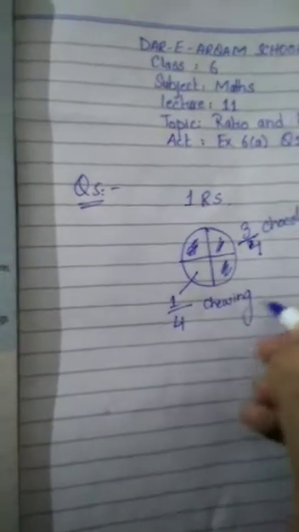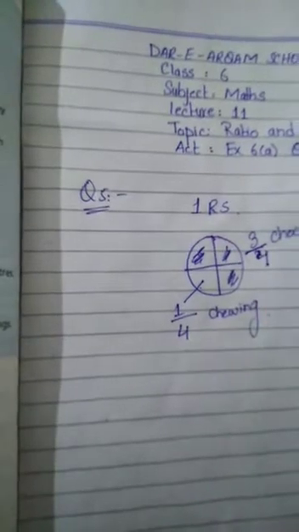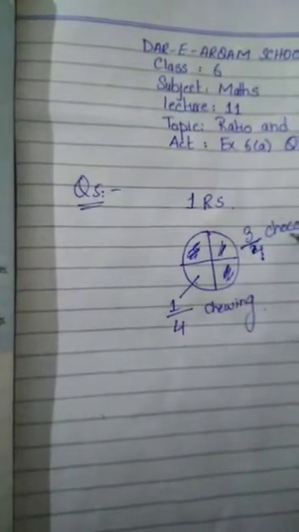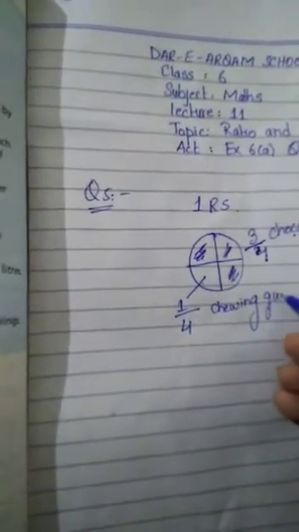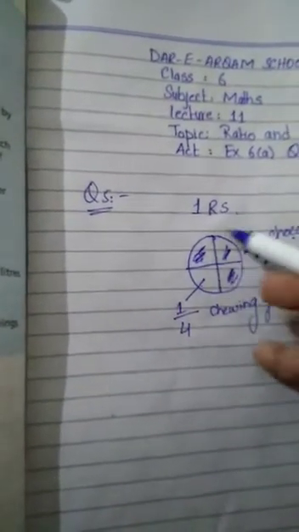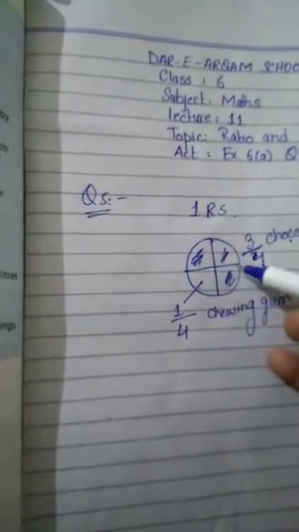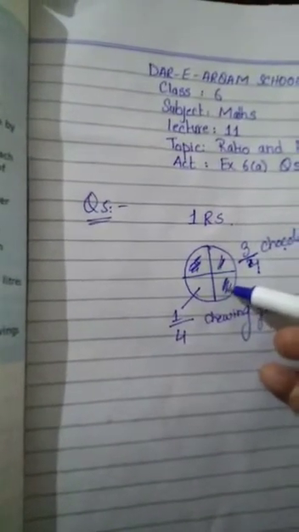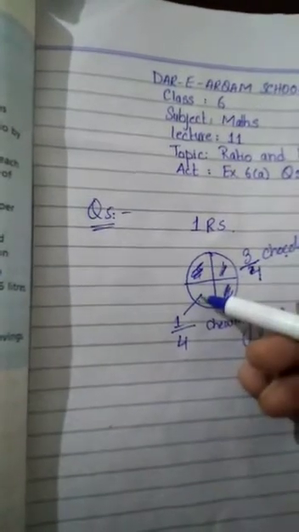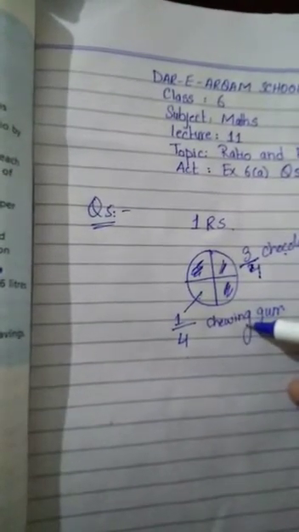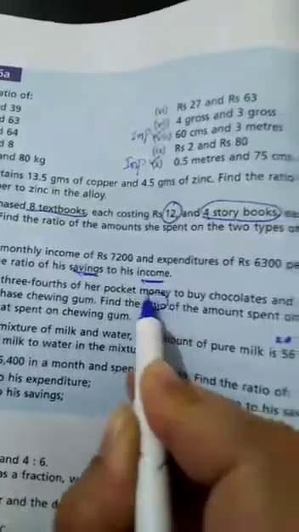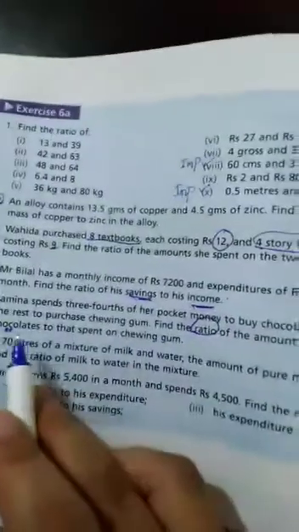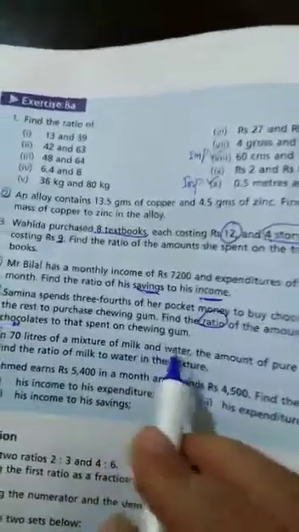So there is a girl whose name is Samina. She spent 3/4 to buy chocolate and the remaining amount to buy chewing gum. I have drawn a circle and divided it into 4 parts. 3 parts are used to buy chocolate, and 1 part is remaining, which is used to buy chewing gum. In the next line they are saying you have to find the ratio of the amount spent on chocolate to that spent on chewing gum.